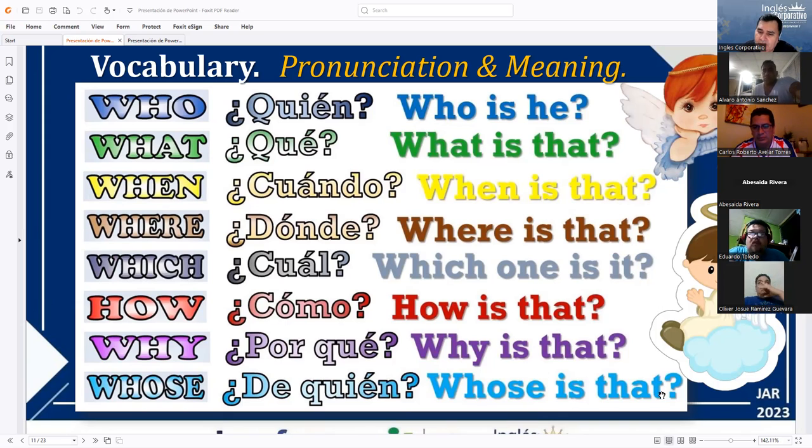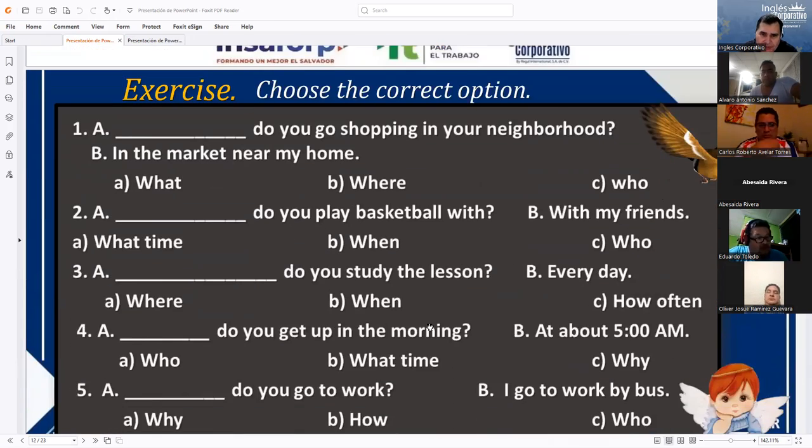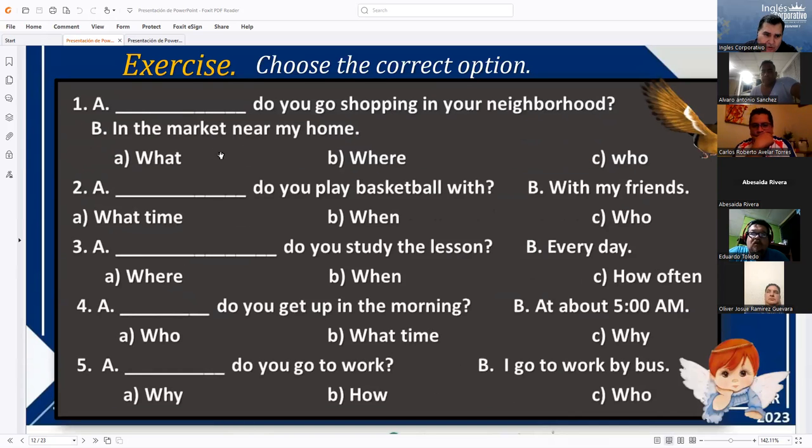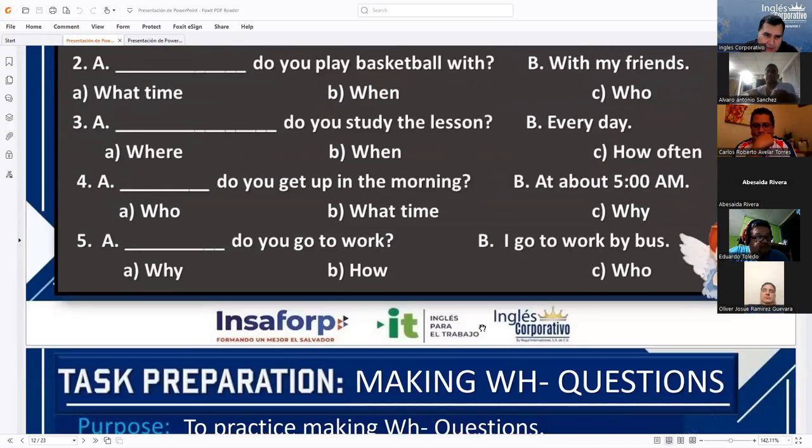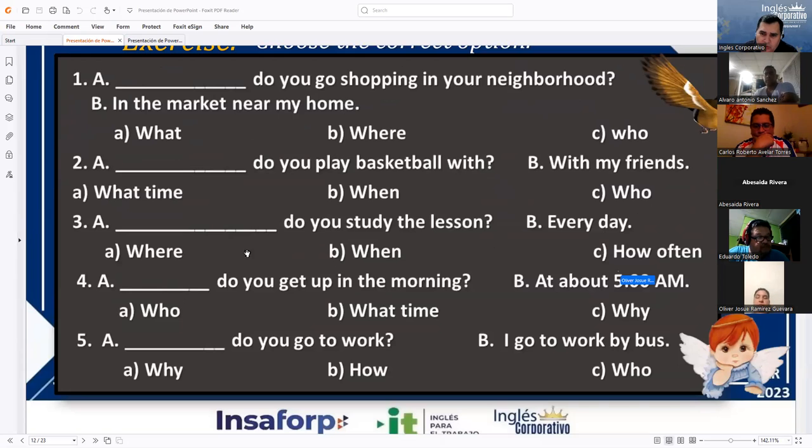Whose book is that? Whose house is that? Or whose is that house? Whose is that bicycle? Okay, whose? Okay, now we're going to do this. Okay, which do we choose?